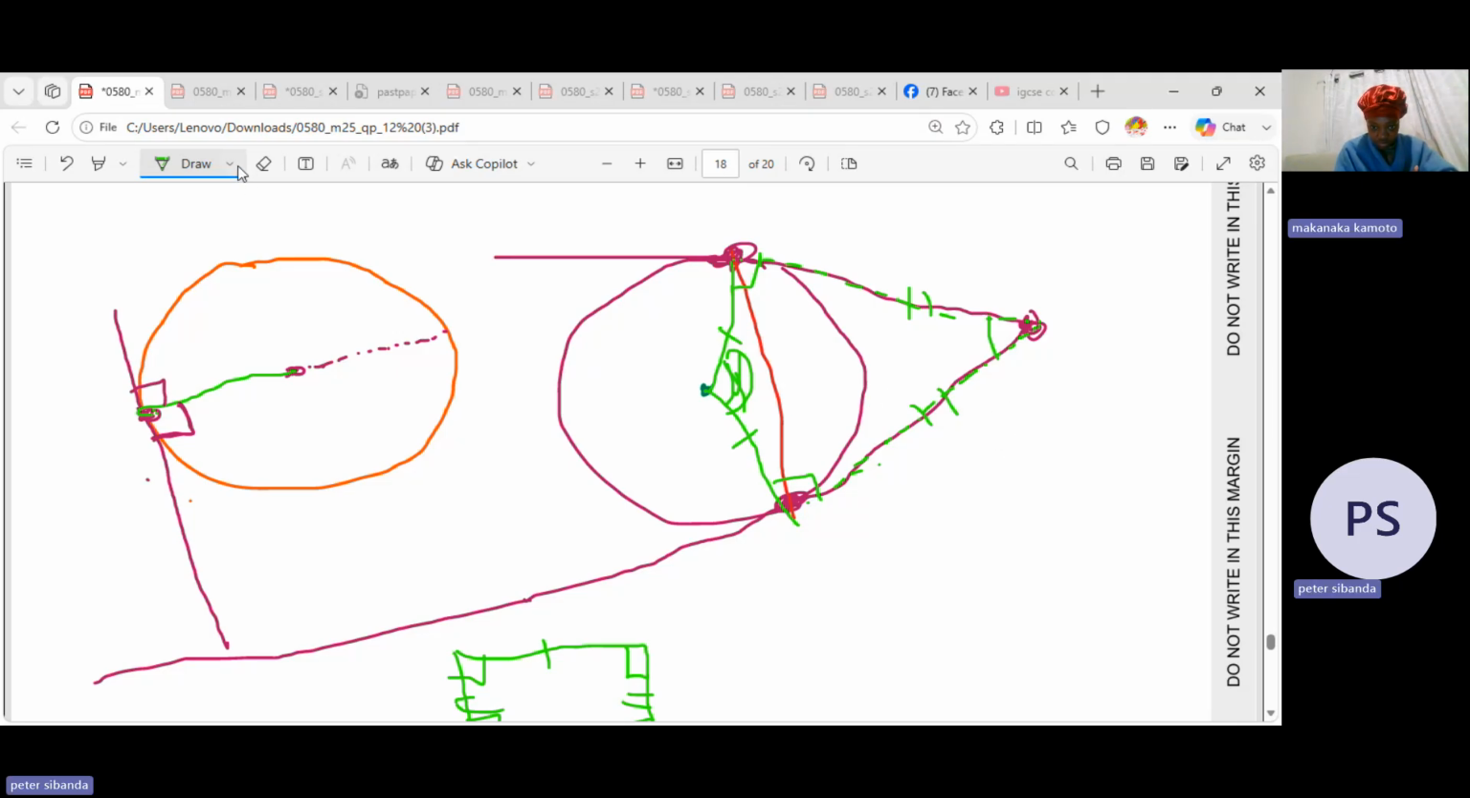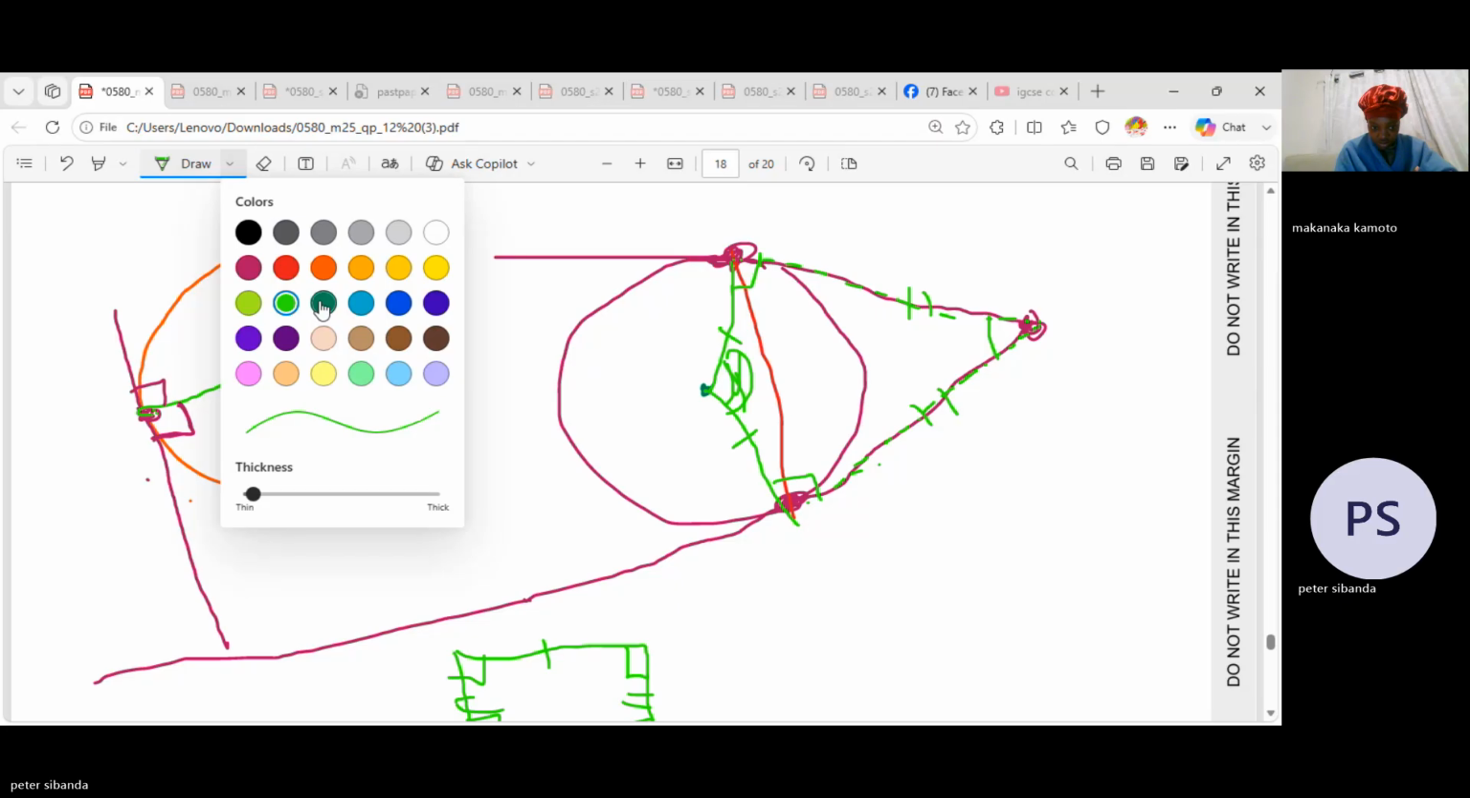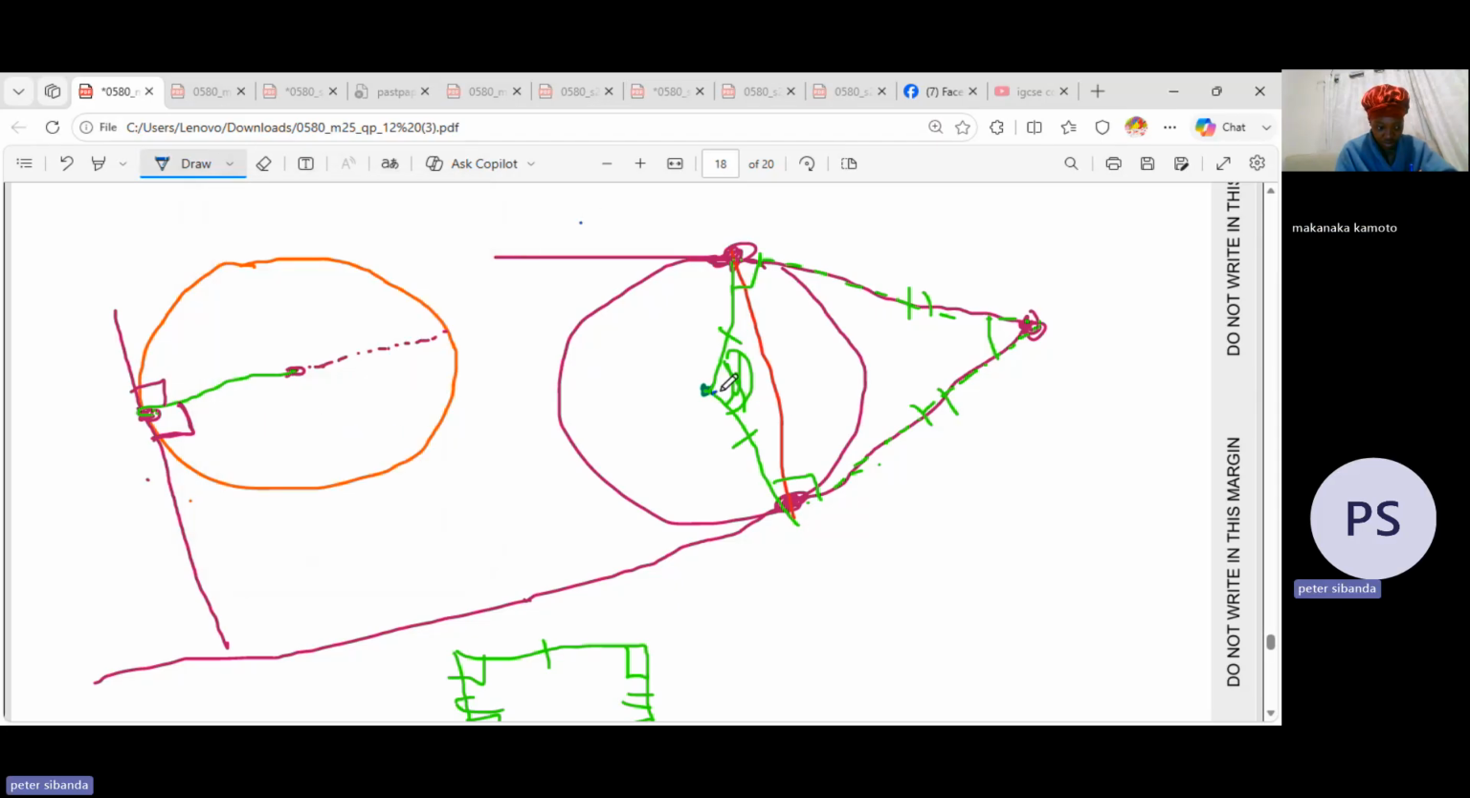But I also wanted to say, another property of a kite is that it has got one line of symmetry here. Okay. Meaning it can divide a kite into two equal right angle triangles.